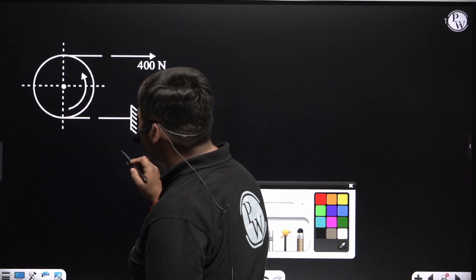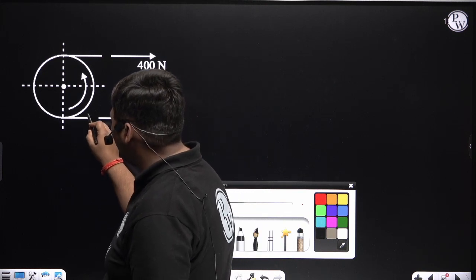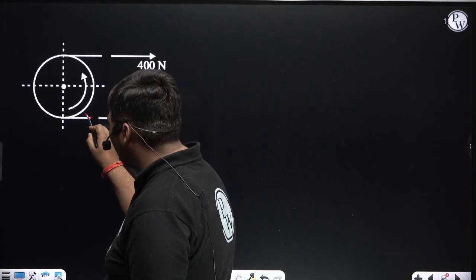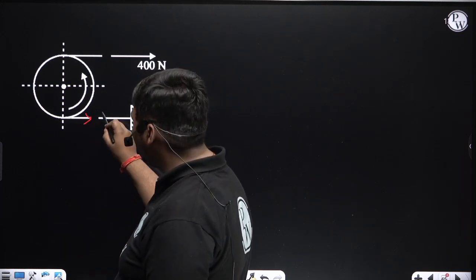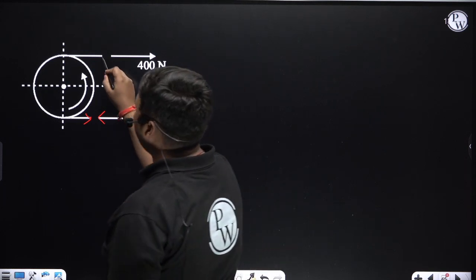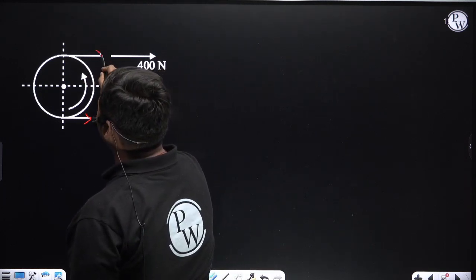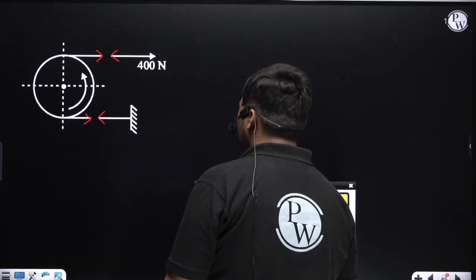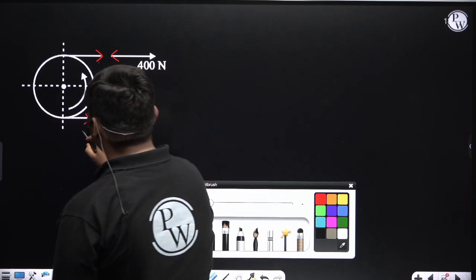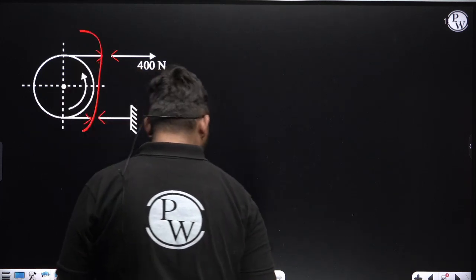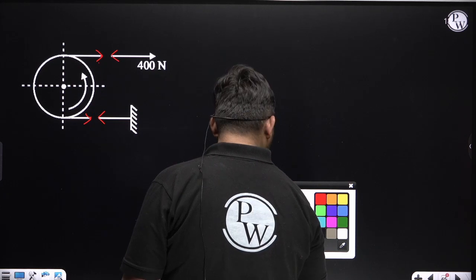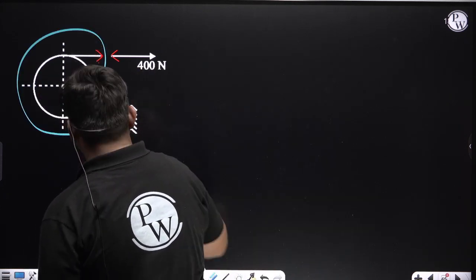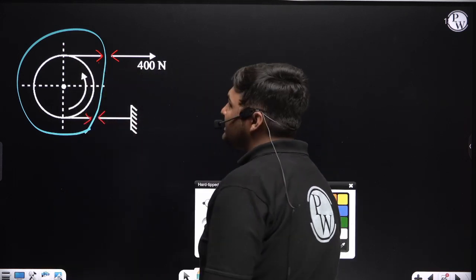Now first draw the direction of tension. Here we take the arrow such that at this point it is trying to elongate the band. For that we need to take the arrow like this, and an equal and opposite tension will come here. Again here draw tension like this. It is trying to elongate this, so it will be like this, and an equal and opposite tension will come here. Now first find which side will be the tight side and which side will be the slack side. To find that, use this FBD.